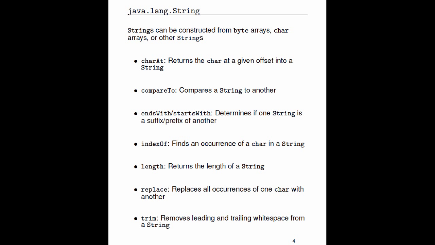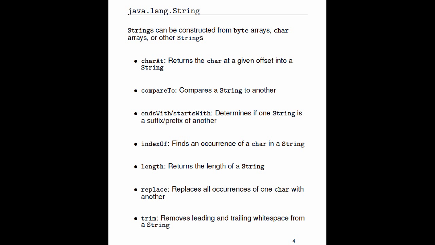Okay, java.lang.String. We've seen strings before, but now let's dive into some of the details to learn more about it. So strings can be constructed from byte arrays, from character arrays, or other strings. And once you have a string object, you can call a whole bunch of methods on it. So for instance, if you want to find the character at a given offset into a string, a given index into a string, use the charAt method.